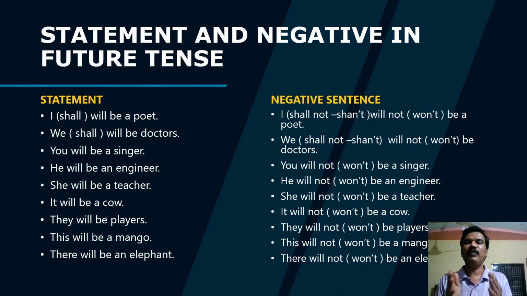Don't confuse. You will not be a singer. You won't be a singer. He will not be an engineer. He won't be an engineer. She will not be a teacher. She won't be a teacher. It will not be a cow. It won't be a cow. They will not be players. They won't be players. This will not be a mango. This won't be a mango. There will not be an elephant. There won't be an elephant. Spoken, written. Future, meaning not present, not past.